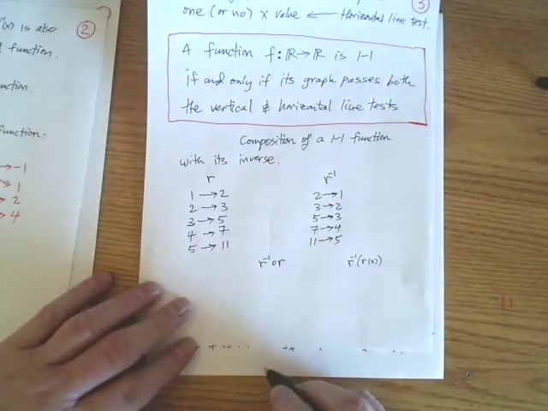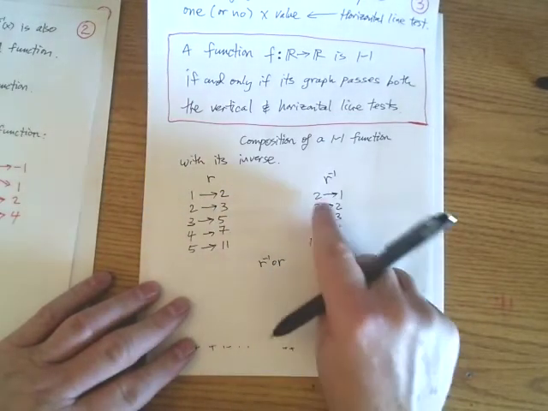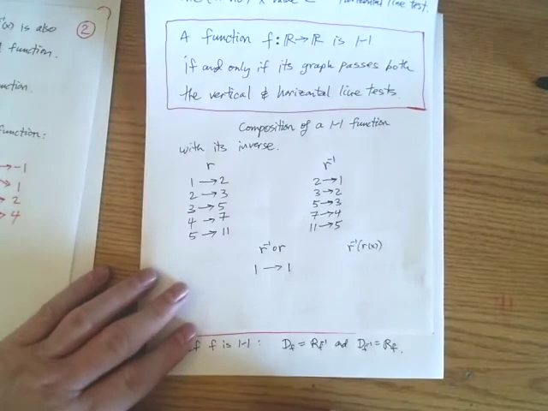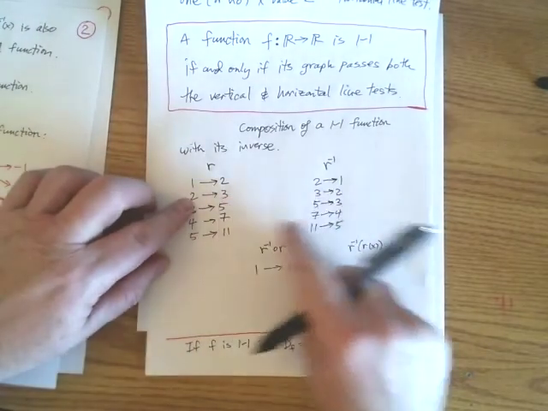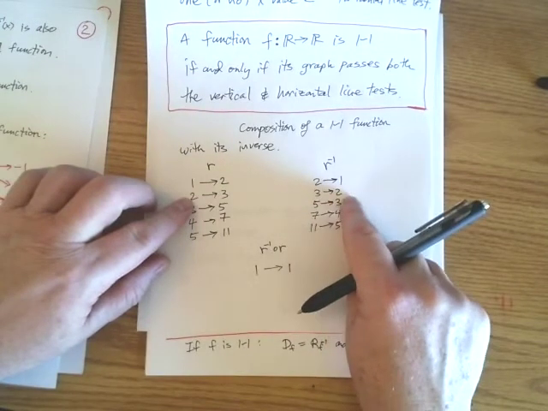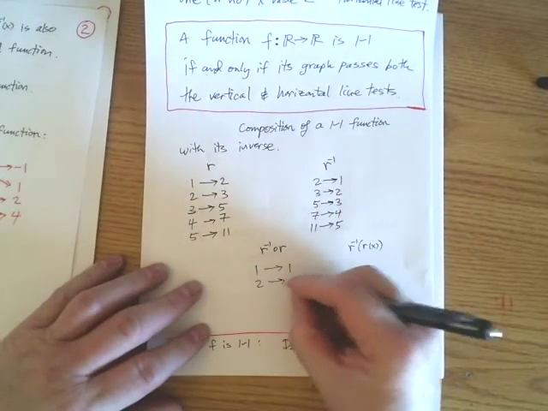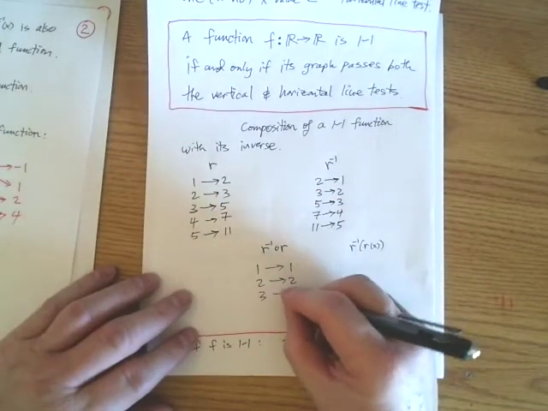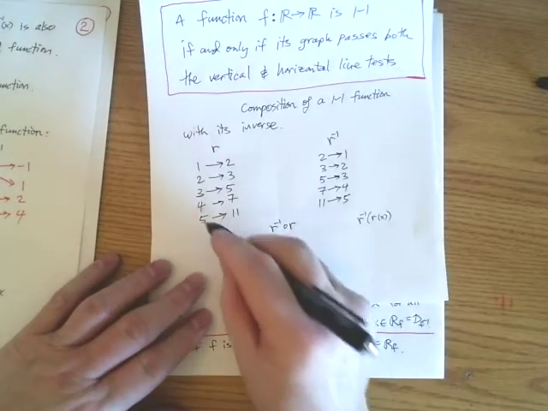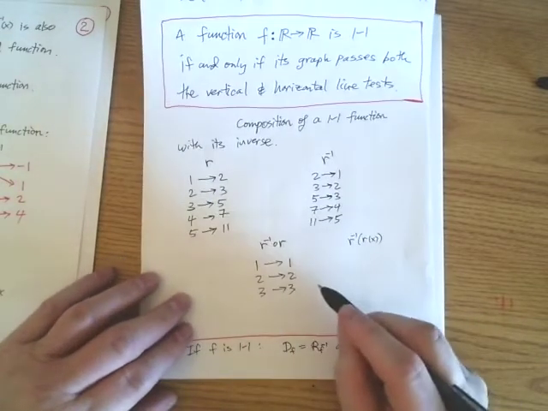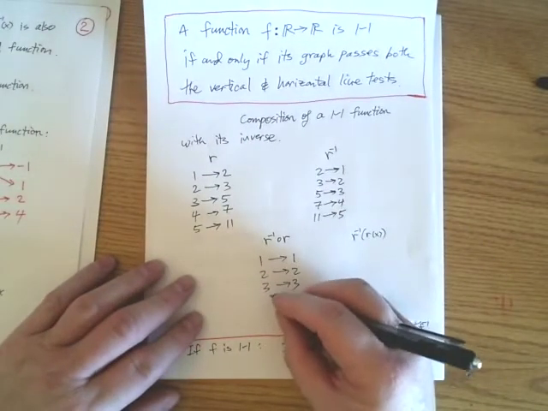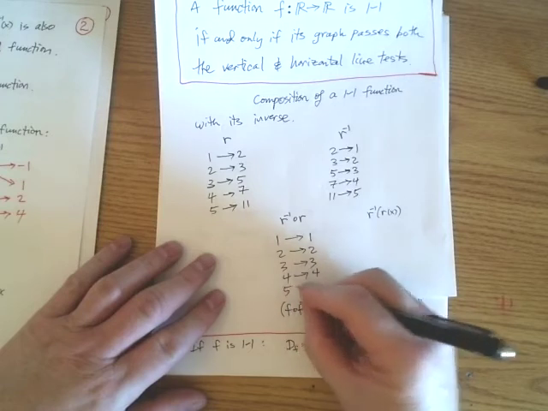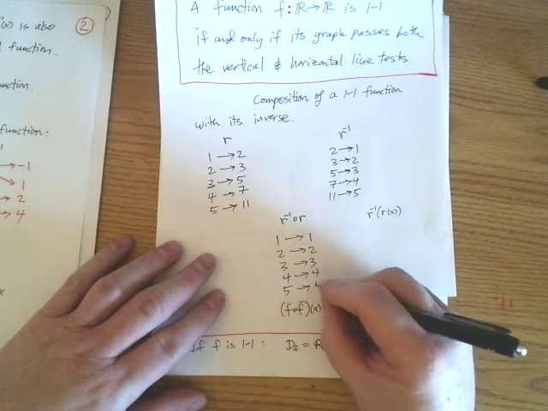Okay, so let's see. 1 would point at 2, 2 would point at 1. So 1 points to 1, ultimately. 2 points to 3, 3 falls into R inverse and changes back into 2. Do you see what's happening here? 3 goes to 5, but 5 goes to 3. So when you're composing the R of 4 is 7, R inverse of 7 is 4, so you went back. So 4 started with 4 and you ended with 4. 5 goes to 11, but R inverse takes 11 and turns it back into 5.